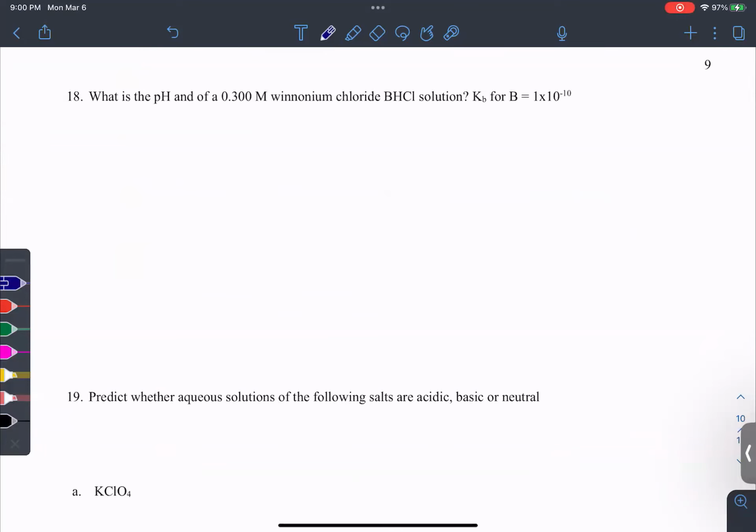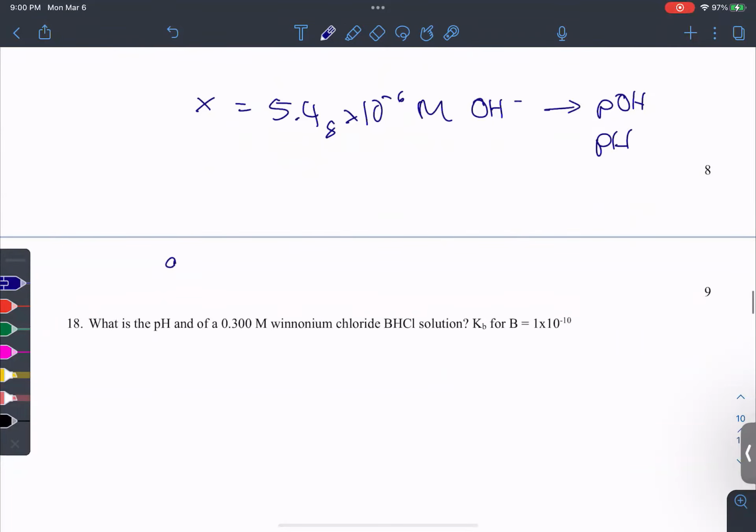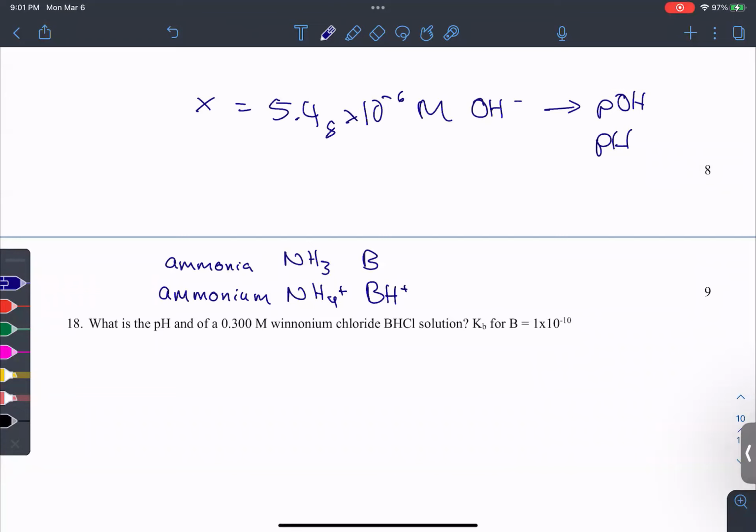So then Winonium chloride is what? It is an acid, yes. So remember ammonia, weak bases are inherently harder, all right? So that's NH3, that's my base. Ammonium is NH4 plus, that's BH plus. So if Winonia is a base, Winonium chloride is its conjugate acid, very good.